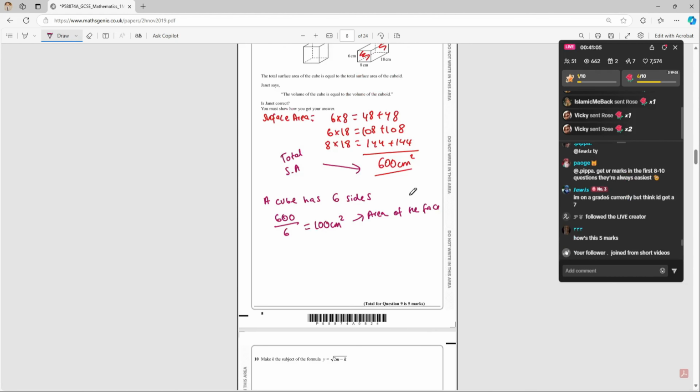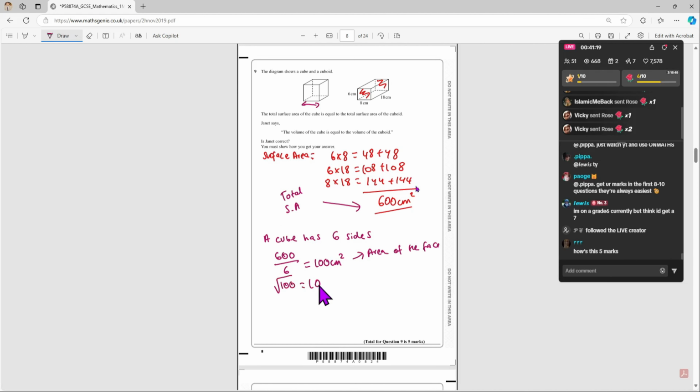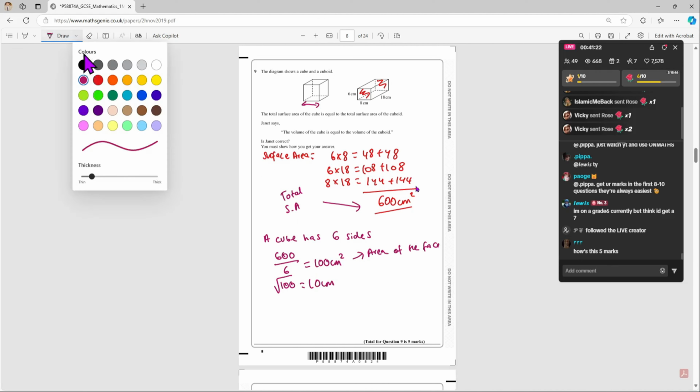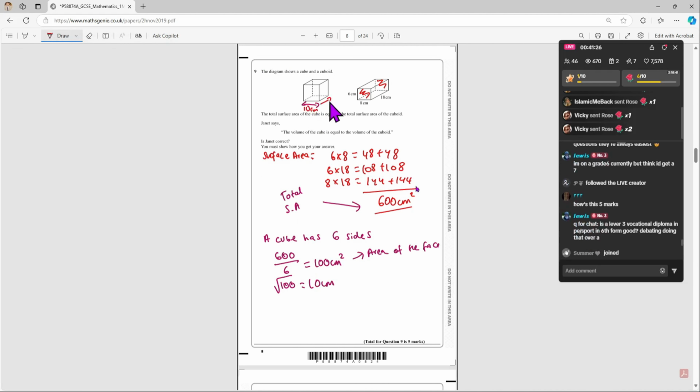Now we worked out the area of this face of the cube. Then we have to work out the length. We know that in a cube, all the sides are equal in length. So we just do the square root of 100 to get 10 centimeters. And that is the length of each side. It's going to be 10 centimeters over here, 10 centimeters over here as well.